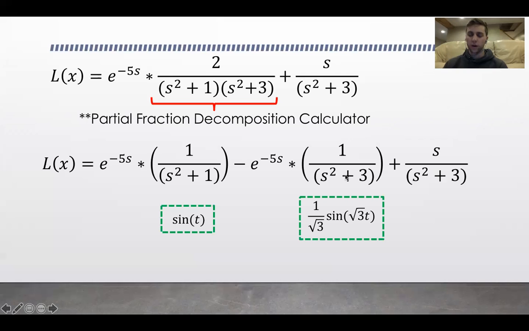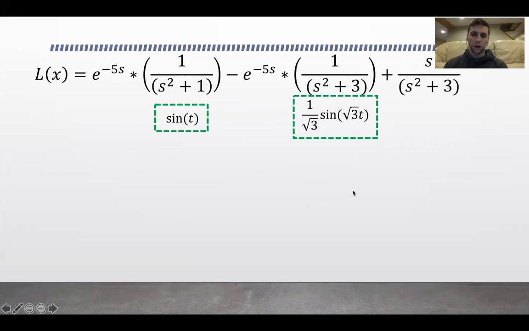A over s squared plus a squared is the format for sine. So our a here would be square root of 3, and so we would need a square root of 3 on the top. And in order to account for that, when we take the inverse Laplace, we make it 1 over the square root of 3. So if we ignore the e to the negative 5s terms, that is what the inverse Laplace of these would be. But we can't ignore those terms. So we'll go to the next page here.